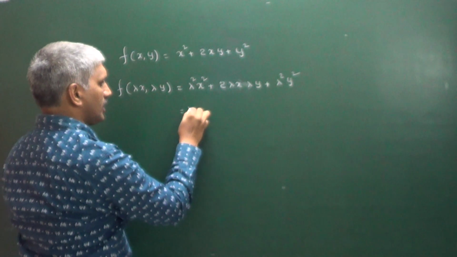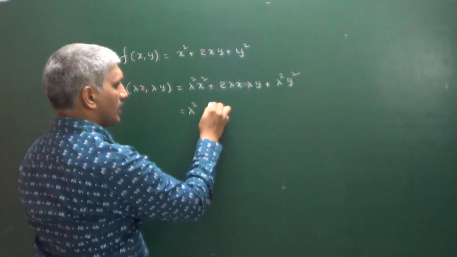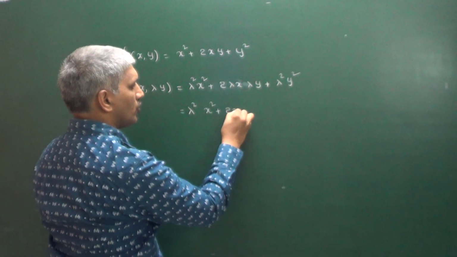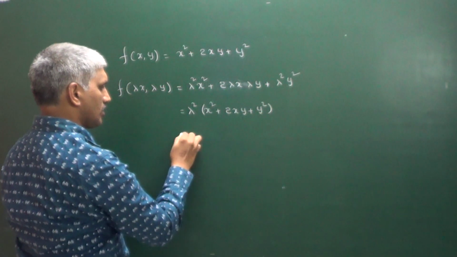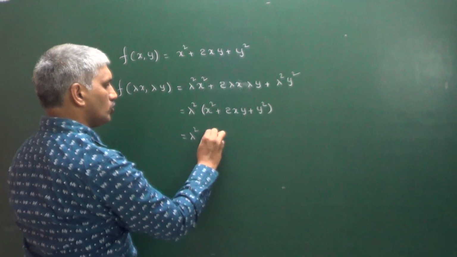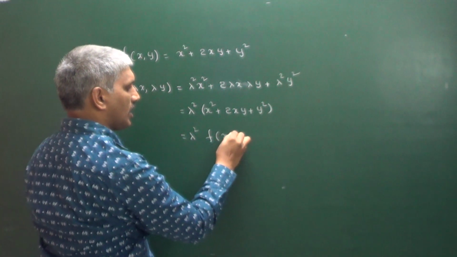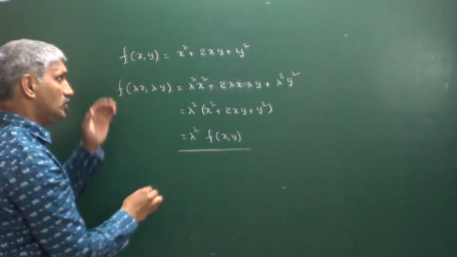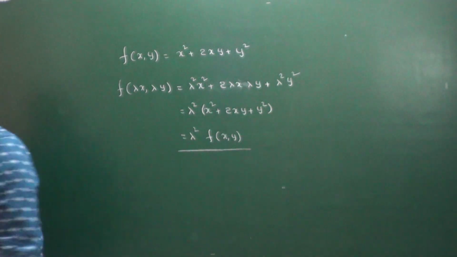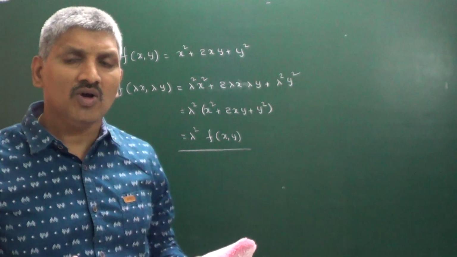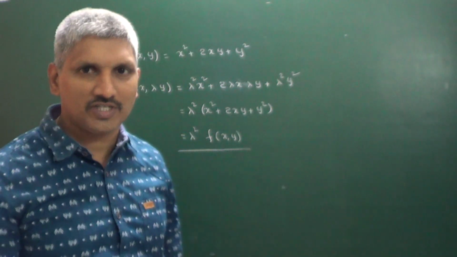Now if you take λ² common, we will get x² + 2xy + y². Now this is nothing but λ² into f(x, y). So that's why this function is said to be a homogeneous function of degree 2. Now what about the homogeneous differential equation?